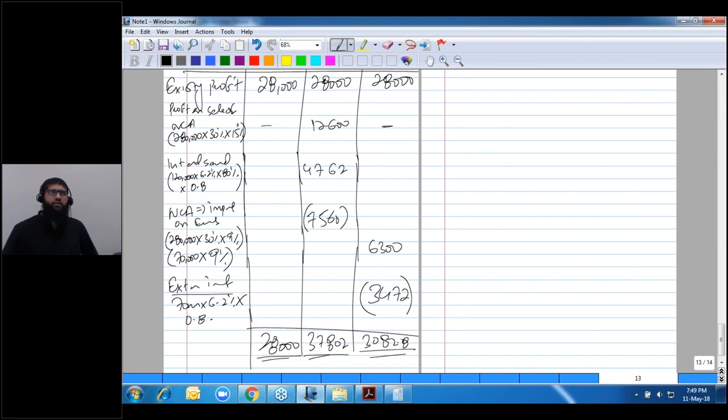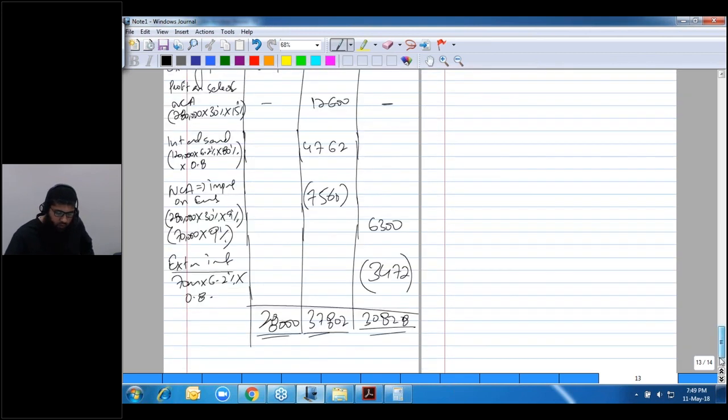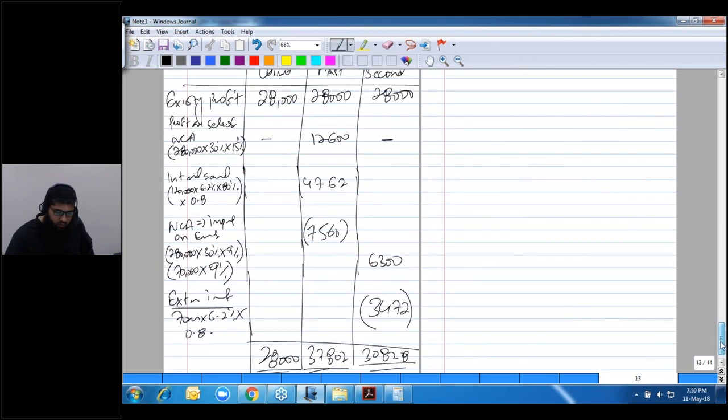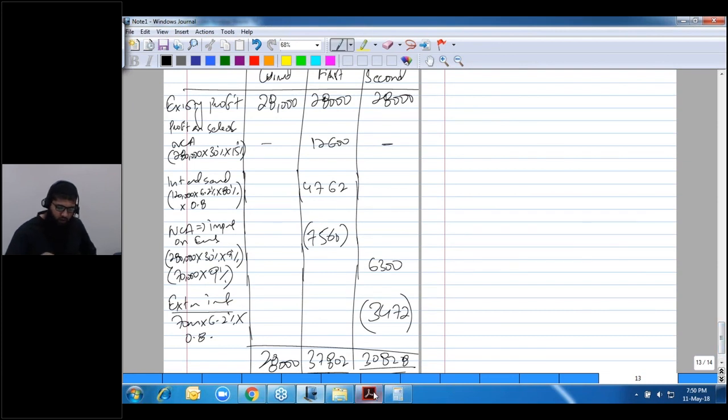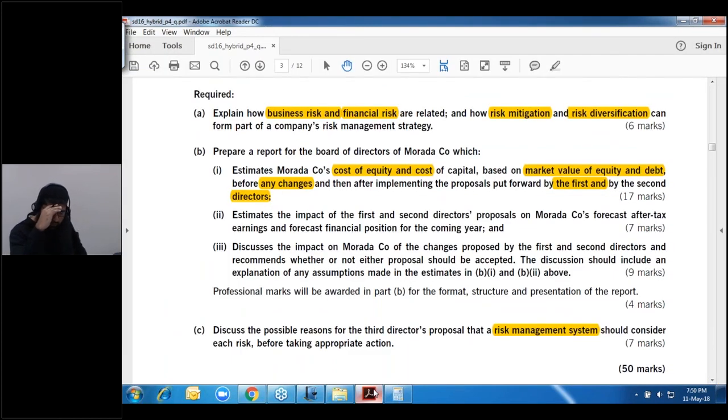Now let's move forward and let's discuss further. So we've gone through the second requirement, the third requirement also. And it says forecast financial position. So I'm not going to spend time on that because that's going to take a lot of time. It says discuss the impact on Murada of the changes proposed by the first and the second director and recommend whether or not either proposal should be accepted. The discussion should include an explanation of the assumptions made in estimates number 1 and estimates number 2.